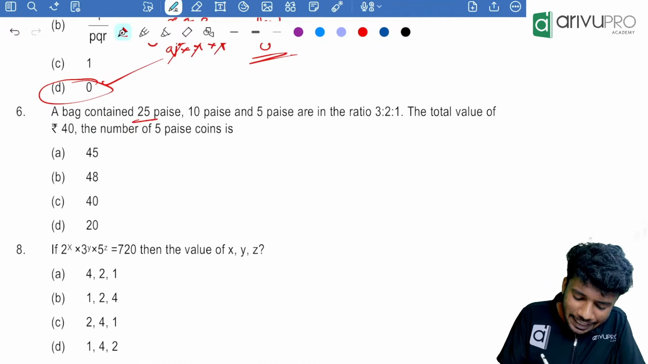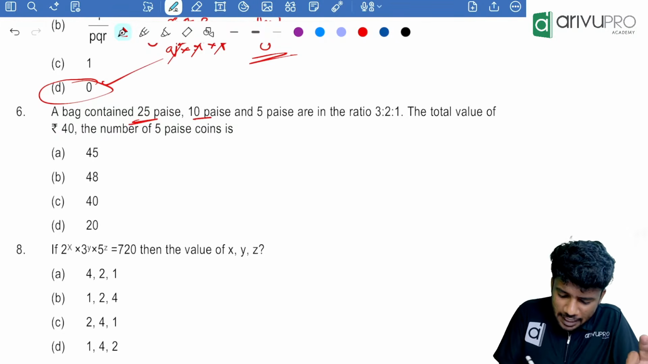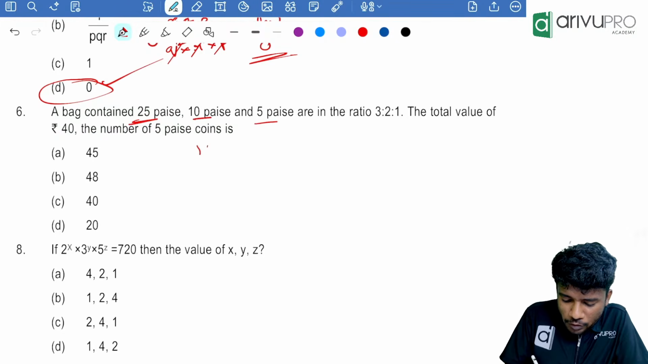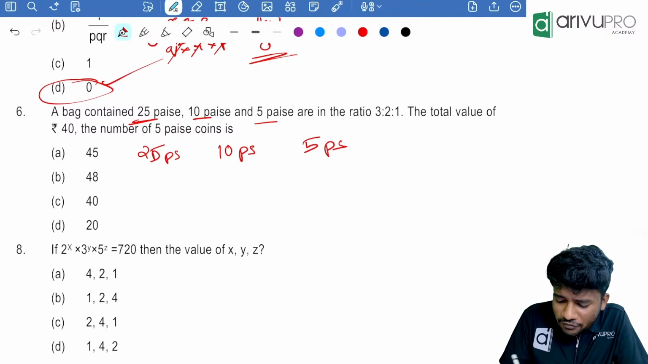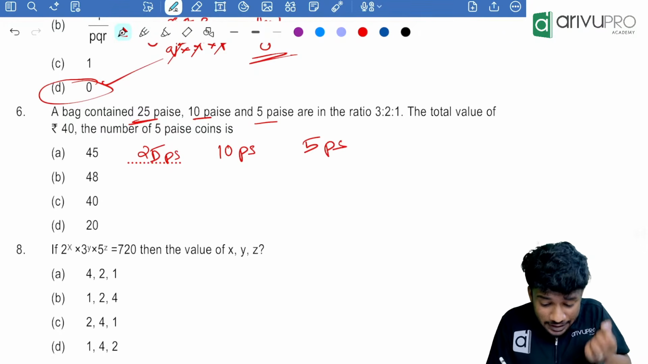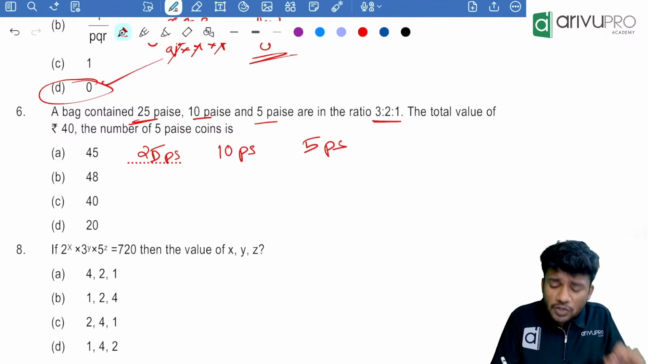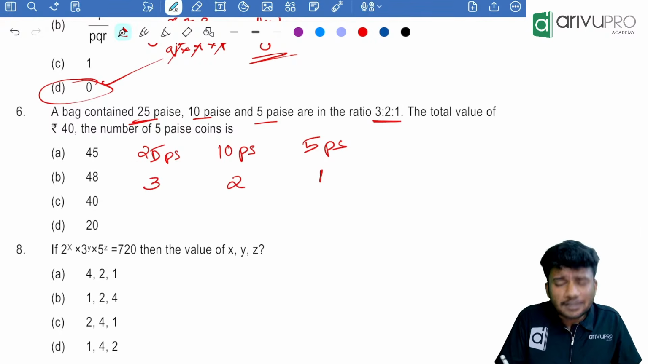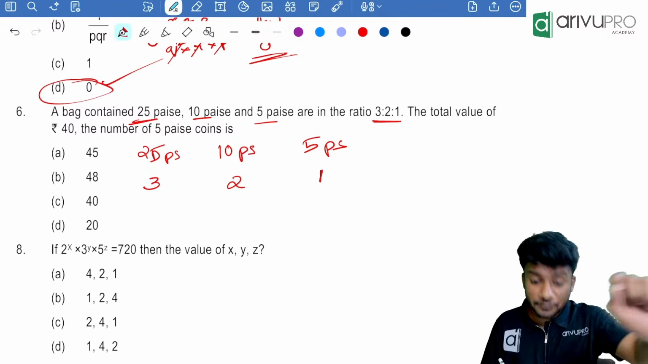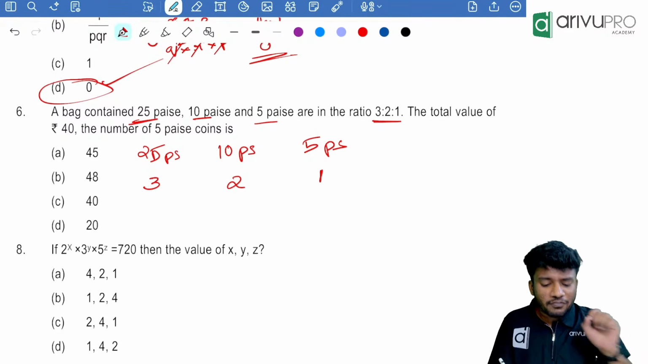A bag contained 25 paise, 10 paise and 5 paise. So what all values are there now? 25 paise is there, then 10 paise is there, then finally what paise is there? 5 paise is there. Then what are they telling? They are telling the ratio is in what? 3:2:1. That is the ratio of the number of 25 paise, 10 paise and 5 paise.